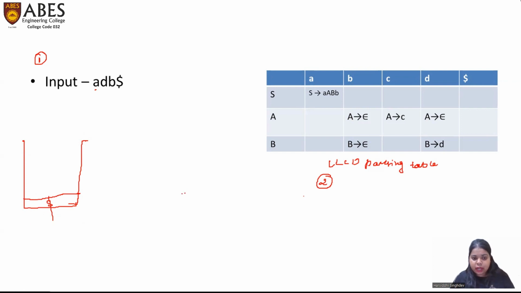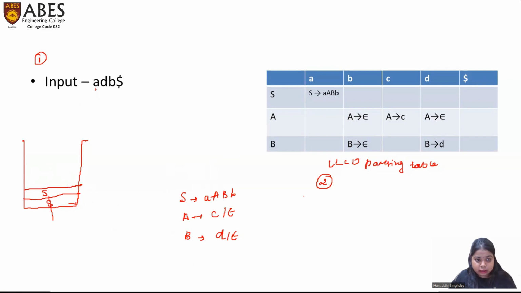Now we have the grammar: S tends to small a, capital A, B and B, A followed by C and epsilon, and B followed by D and epsilon. This is the grammar on which we are working. Here S is the start symbol, so we first push the start symbol on top of the stack. Now what is the symbol on top of the stack? We compare the top of the stack with our input symbols one by one.